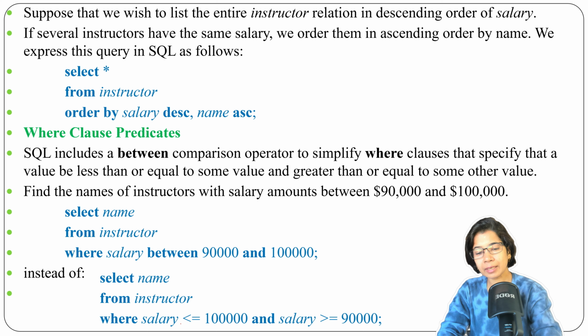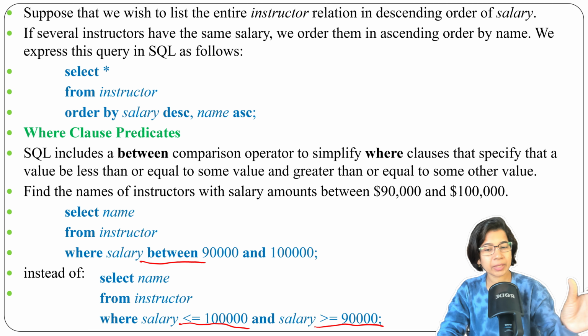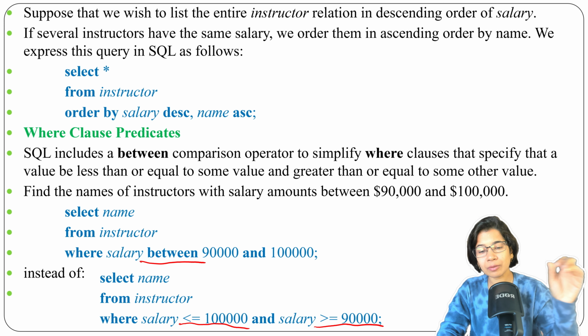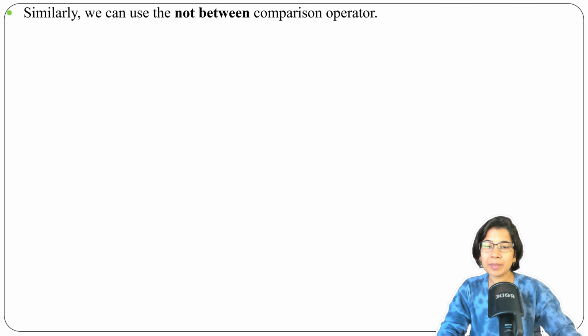Rather than writing less than or equal to 1 lakh and greater than or equal to 90,000, we can write between. Between will give a range, and whatever data is within that, it will show. So it will show all the names whose salary is between 90,000 and 1 lakh. Similarly, we can also write not between.